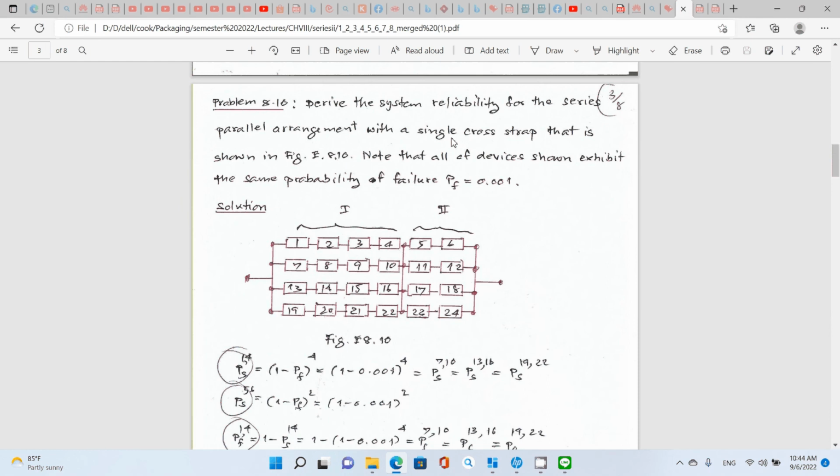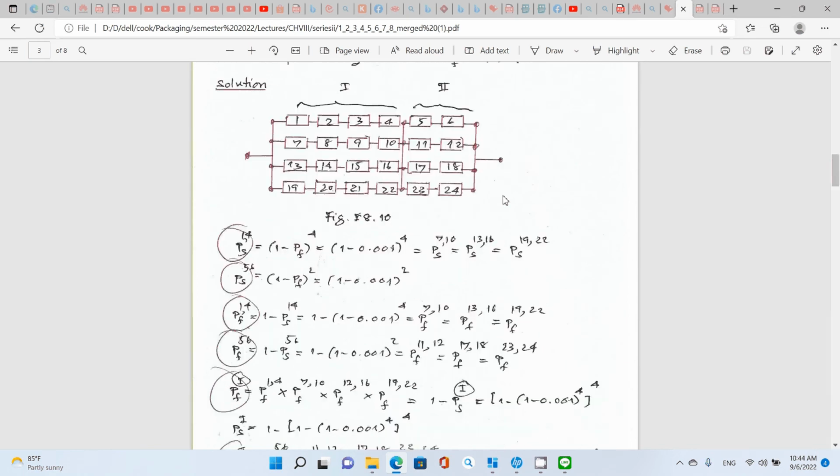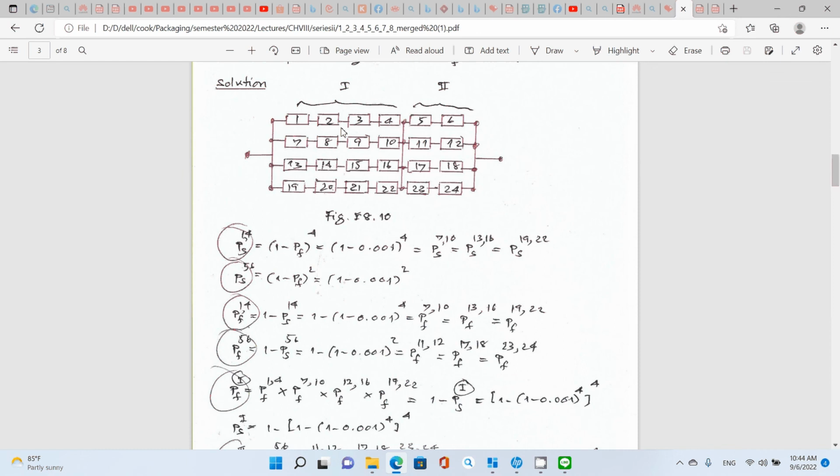Problem 8.10: derive the system reliability for the series-parallel arrangement with a single cross strap, as shown in figure E 8.10. Note that all of the devices shown exhibit the same probability of failure, PF equal to 0.001. Take a look at the system. You have a total of 24 components, both in series arrangement and parallel arrangement.